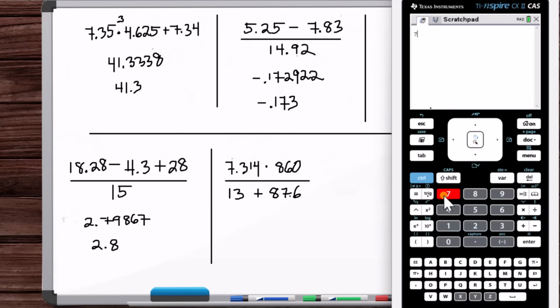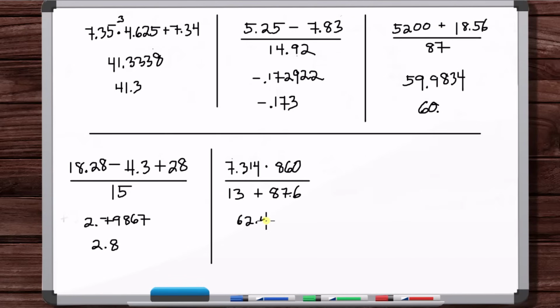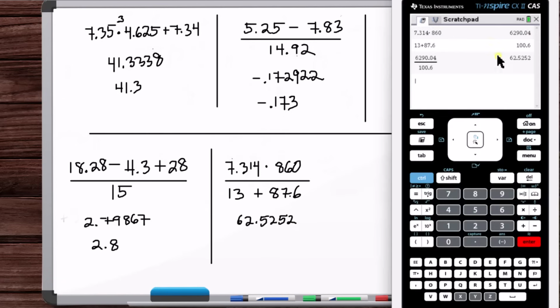So we've got 7.314 times 860. Okay. Then we've got, let's do this separately here so we can see it clearly. All right. Now we've got this divided by this. 62.5252 in the numerator.